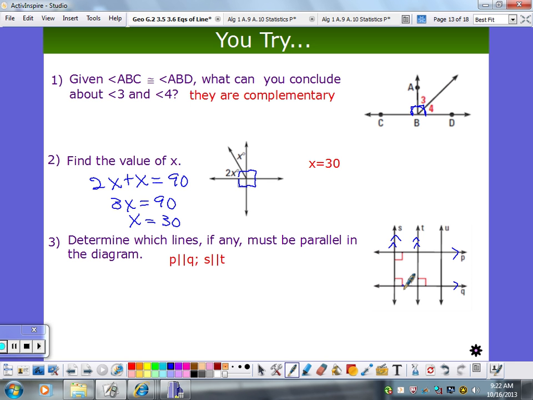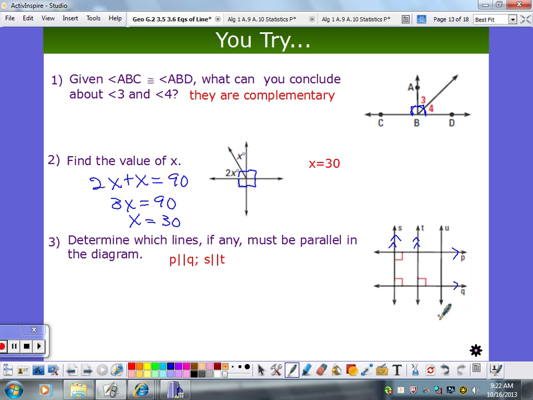I've got to look it up myself. If a transversal is perpendicular to one of two parallel lines, then it's perpendicular to the other. That's the one, or am I doing the other one? They're perpendicular to the same line, that's why. These two are perpendicular to the same line, so therefore they have to be parallel. But what's wrong with this one again, Michelle? What's wrong with that one?